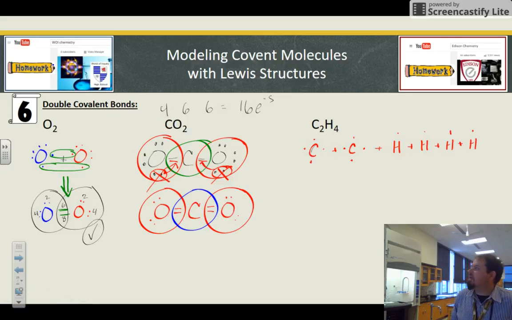Nope. Right? So let's make a bond between the carbons. So I'm going to do this. Okay, that's that one. And then let's put some hydrogens on there. Okay, so I'm going to put 2 hydrogens on each carbon. I'm going to put a hydrogen up here, a hydrogen up here, a hydrogen over here, a hydrogen over here.